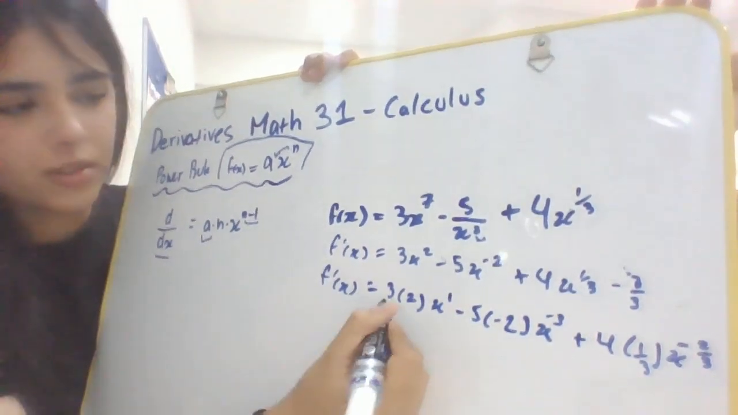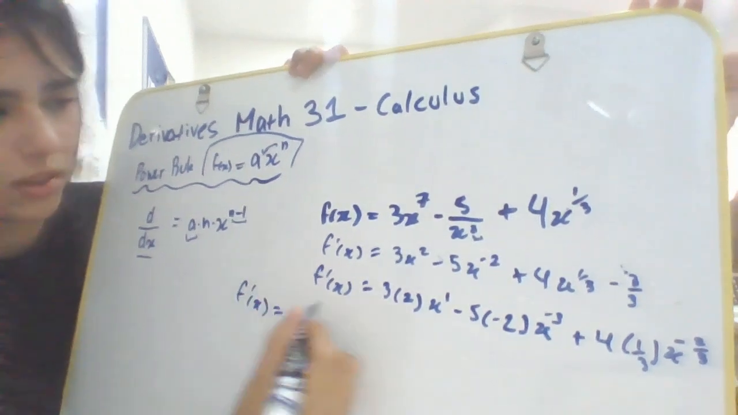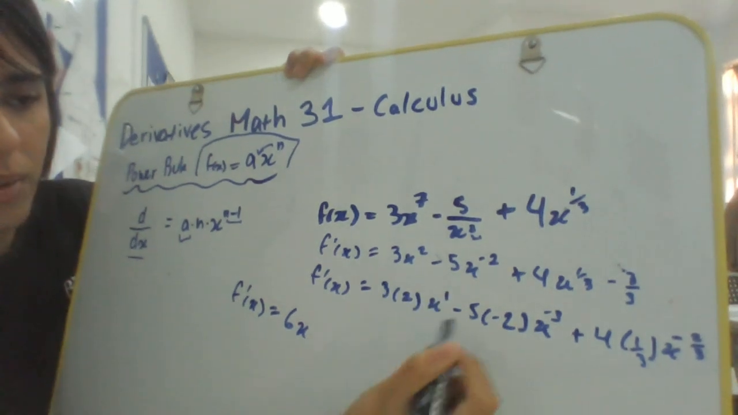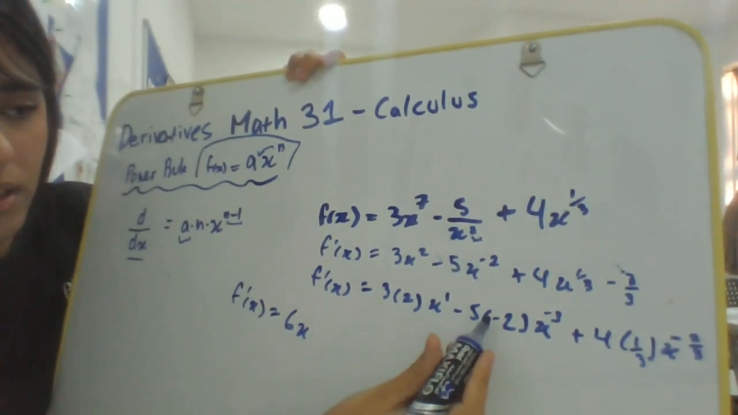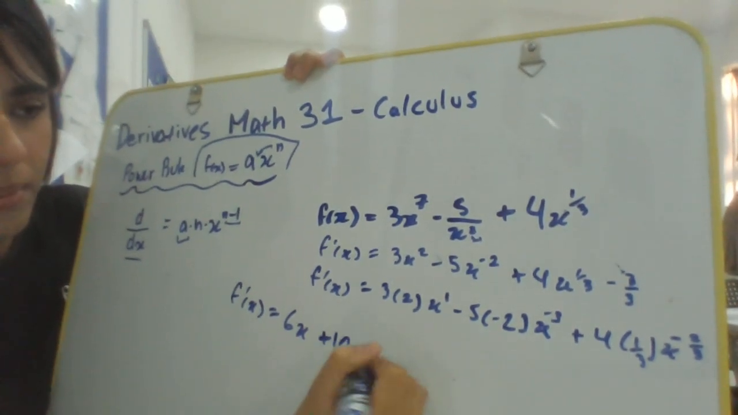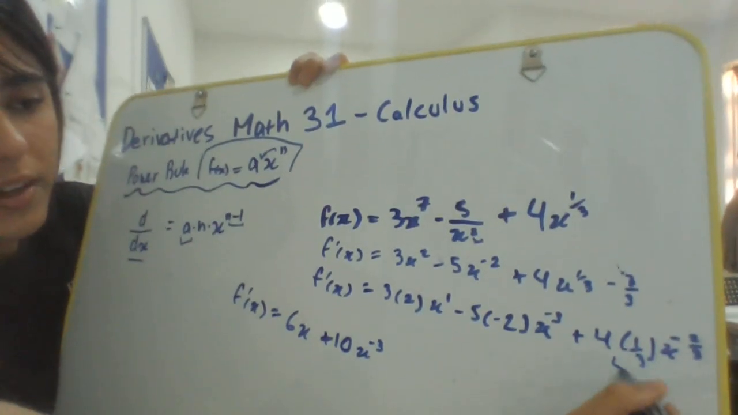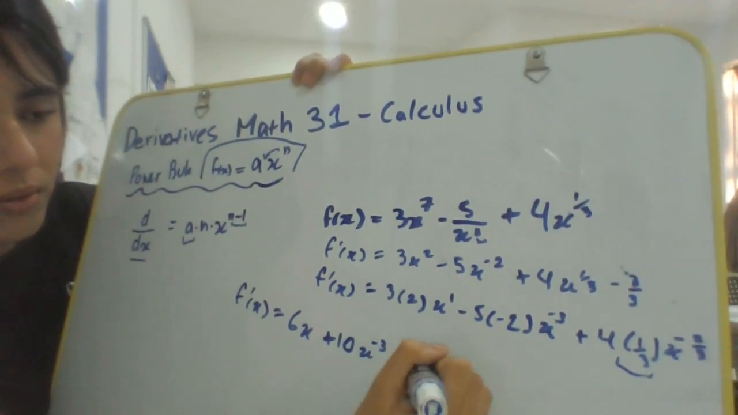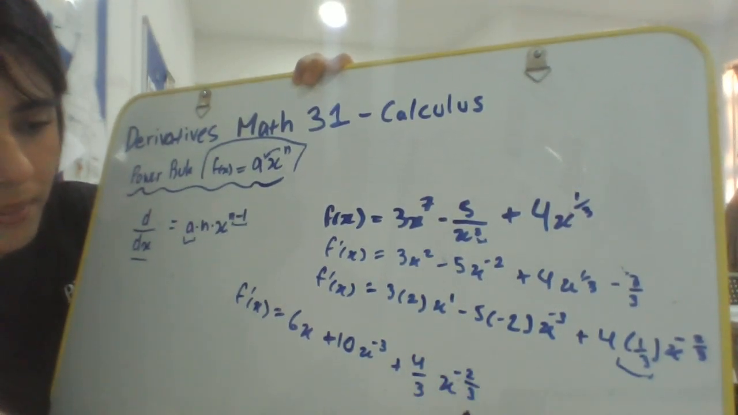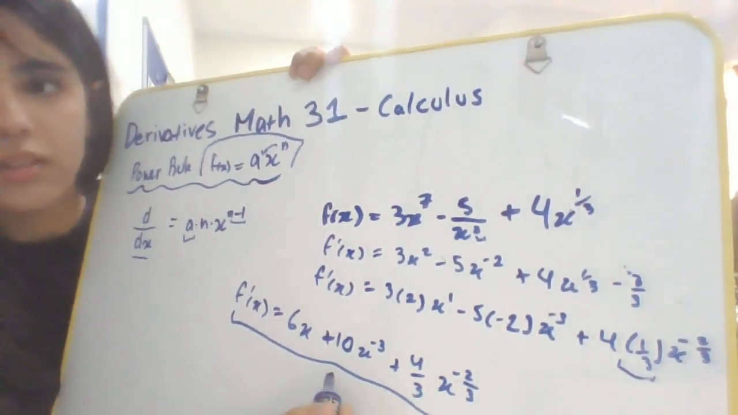Okay, now the last step is just simplifying everything. So f prime of x will equal 3 times 2, 6x. You don't need to write the power of 1. Minus 5 times negative 2. You have to multiply the signs as well, so it will be plus 10x to the power of negative 3. Here, you want to multiply the fractions. It'll be plus 4 over 3 x to the power of negative 2 over 3. That's your final derivative, but there is a simpler way to write it by moving the x down, and I'll show that.